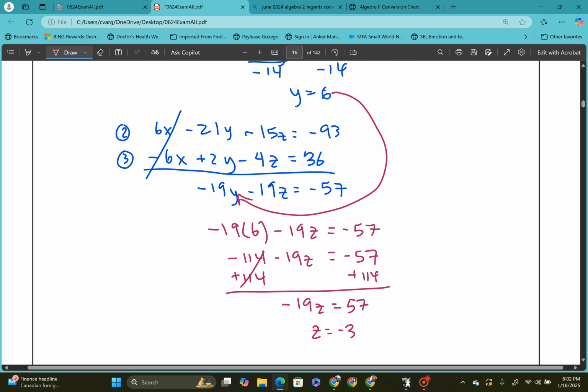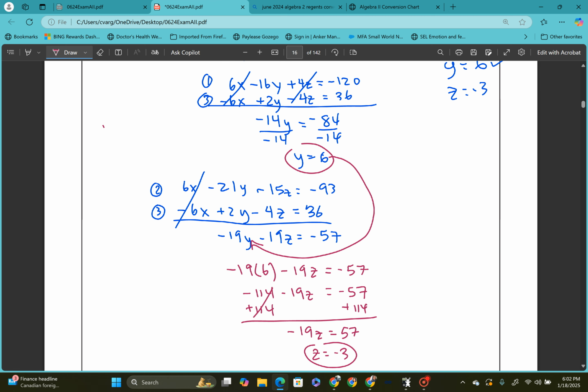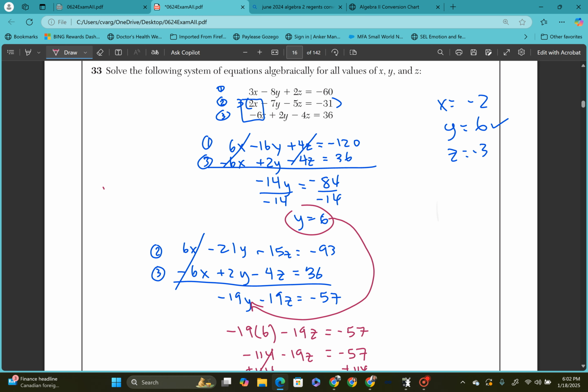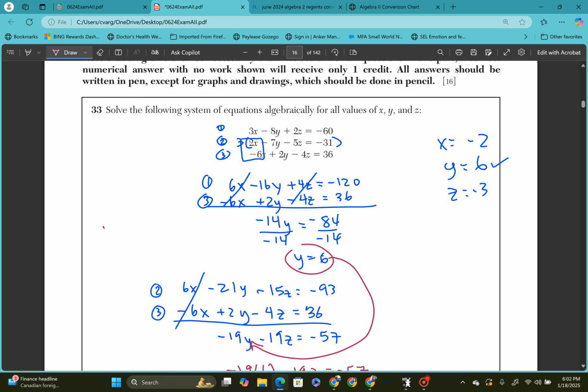All right. So now I have z equals negative 3. I have y equals 6. And then I just want to find x, so I can choose any of them. So let's go with the first one. 3x minus 8y, but I know that y is equal to 6, so I can plug in a 6 there. And this is plus 2 times z, and I know that z is negative 3. We just found that, and that's equal to negative 60. You could solve for x here, and you can get that x is equal to negative 2.